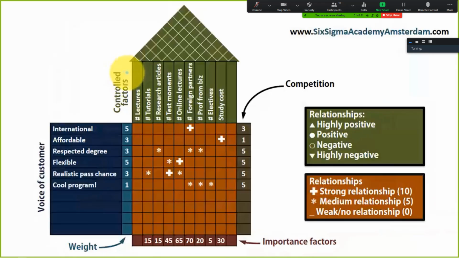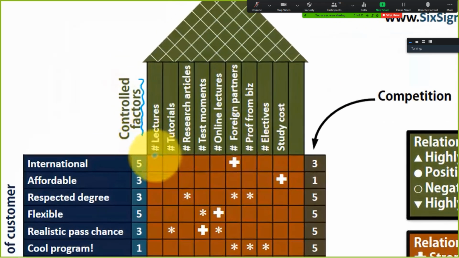On top, we see the factors that we control. Now, what do we control? We control, for instance, the number of lectures, the number of tutorials, the number of research articles that our professors publish per year, or the approximation of that, the number of test moments, so how often can you do an exam, the number of online lectures, so the lectures that are available online on top of being also available physically, the number of foreign partners. These are foreign universities that we partner up with, and our students, for instance, can do an exchange program with them.